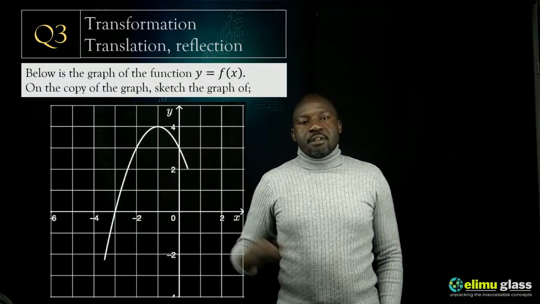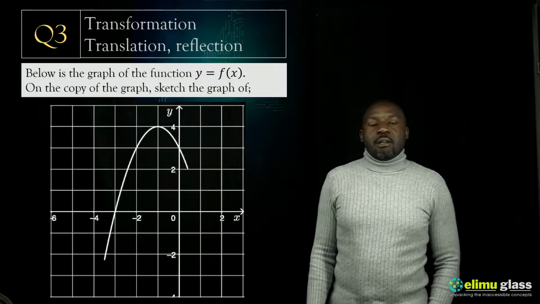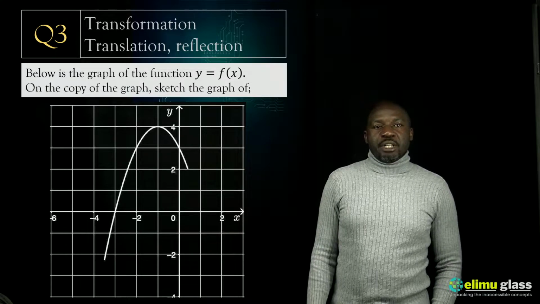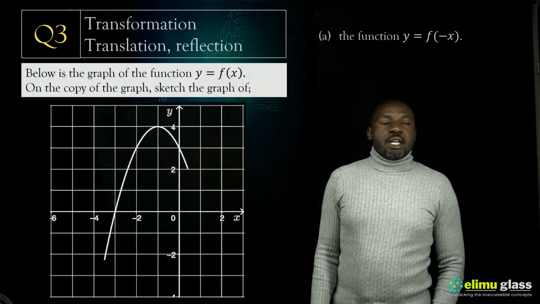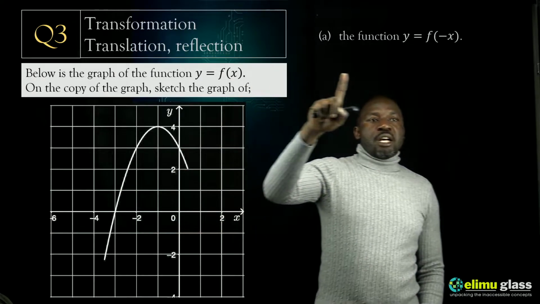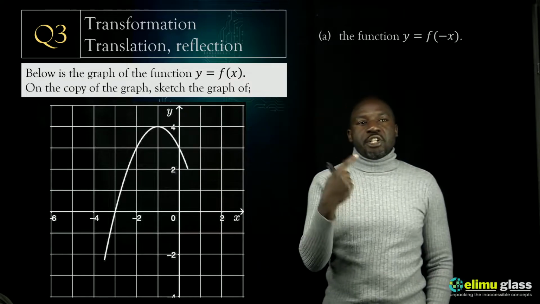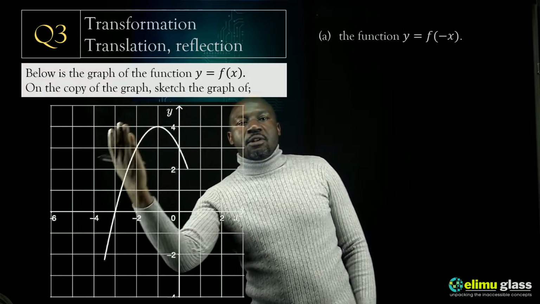We are given a graph in this case. Usually in such questions you're asked to sketch the resulting function after a particular transformation. So here is part A. Our original function, y is f of x, is becoming y is f of negative x. We have seen that this is a reflection in the y-axis. That means a horizontal flip.